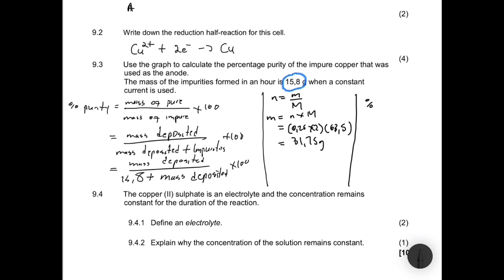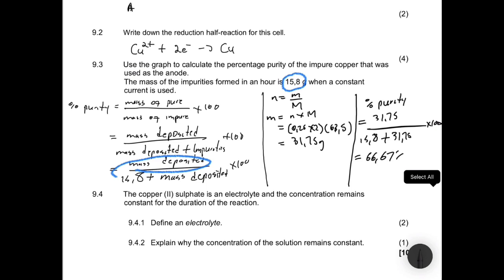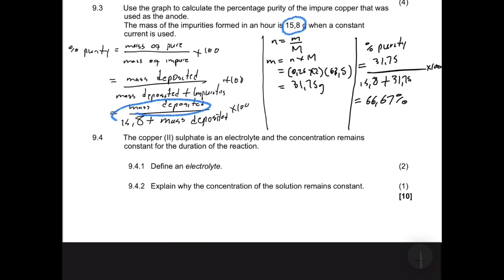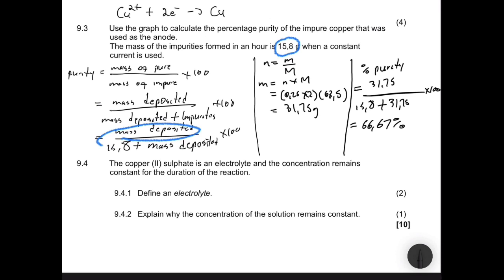Our percentage purity, right, will then be equals to 31.75, which is the mass deposited, divided by 15.8, which is the mass of the impurities, plus the mass deposited again, which is 31.75, multiplied by 100. And then if you punch that in your calculator, that will give you 66.67%. Now let's move forward to 9.4.